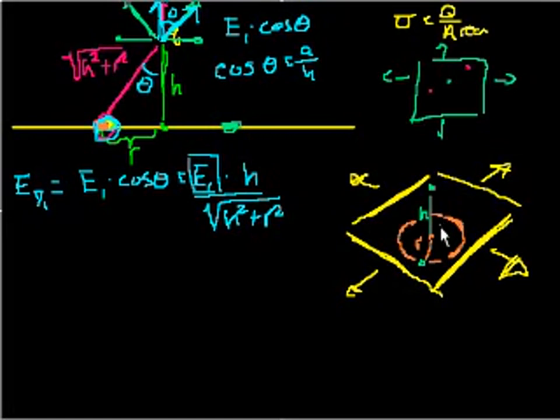So let's figure out what the y component of the electric force from this ring is on our point charge. To do that, we just have to figure out the area of this ring, multiply it times our charge density, and we'll have the total charge from that ring.